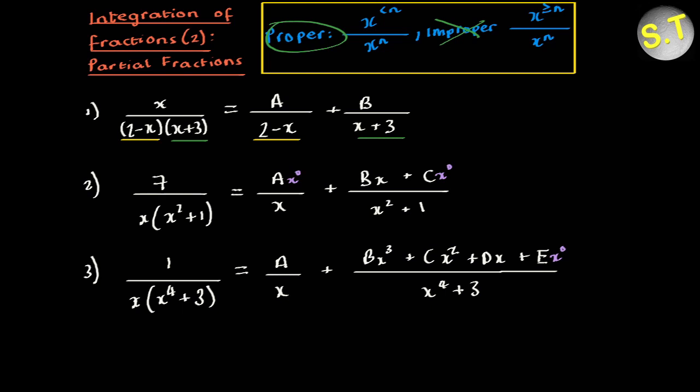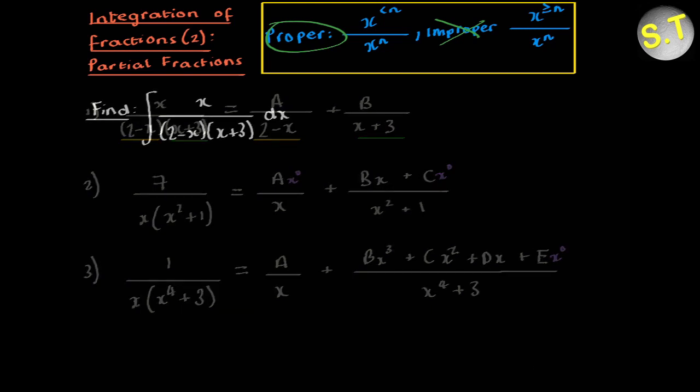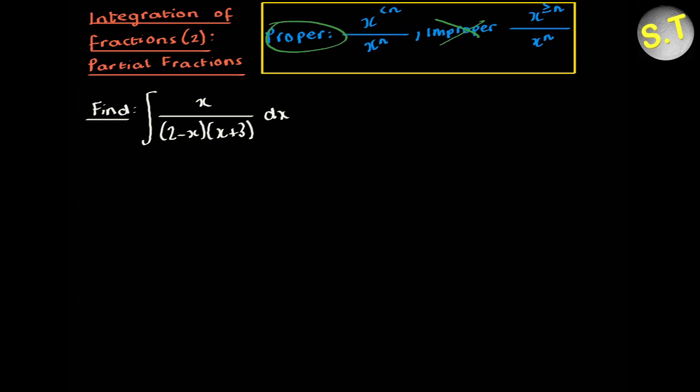So let's take a look at our first example. In this example we're asked to find the integral of x divided by (2 minus x) times (x plus 3) with respect to x. So firstly, we know we're dealing with a proper fraction here, because when you multiply this out you end up with an x squared term in the denominator, which is higher than the x to the 1st power up here. So now let's use partial fractions to simplify the integrand.